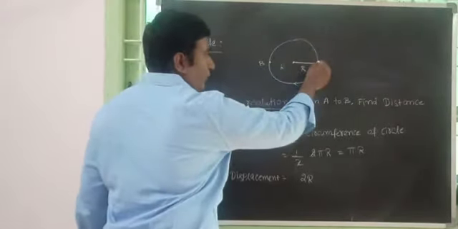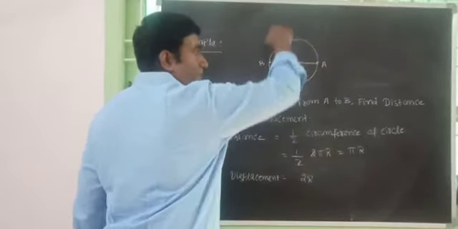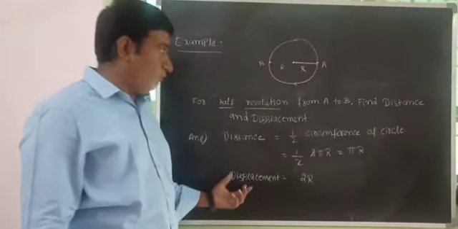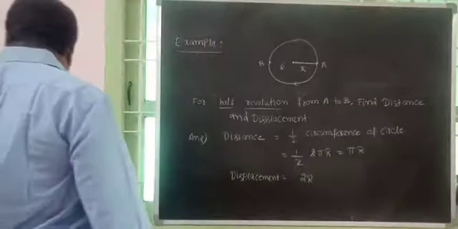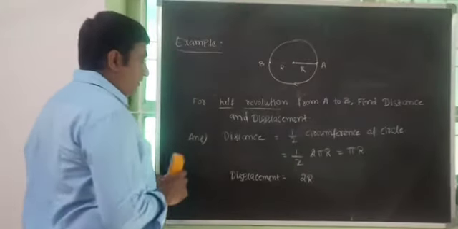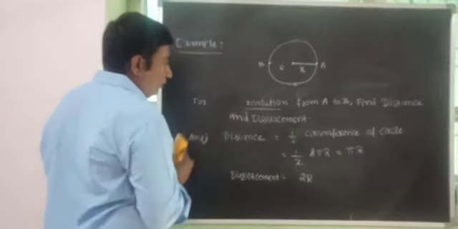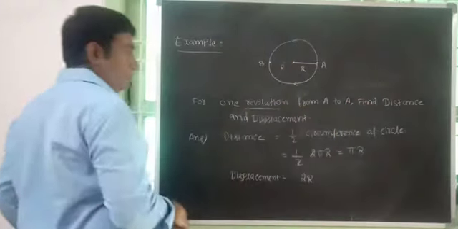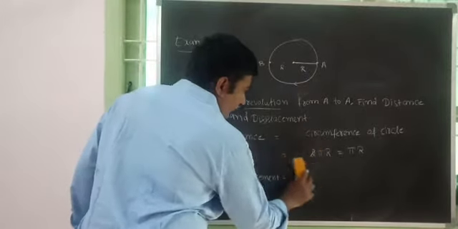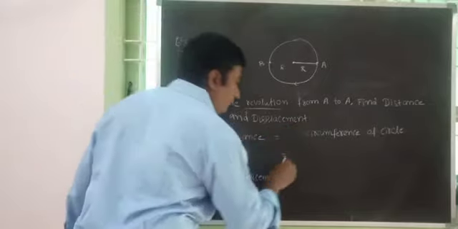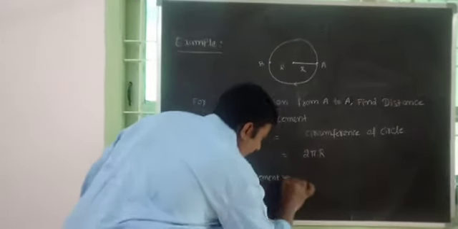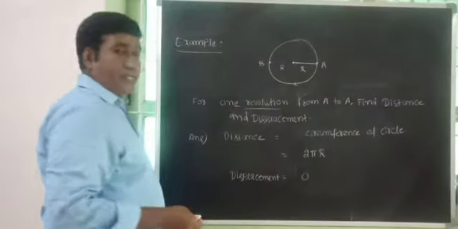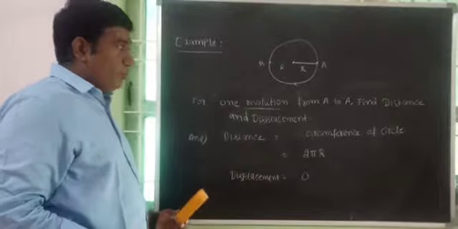For full revolution, the distance is nothing but 2 pi r because it completes one cycle. And in this case, what is the displacement? Displacement is equal to 0. Again I am taking the same example for full revolution, that is for one revolution, from A to A, because for one revolution the initial point and the final point are the same. Here distance is the circumference of the circle, 2 pi r, and displacement is equal to 0. We can take it in meters because r will be in meters as the SI unit. So this is for the full revolution.